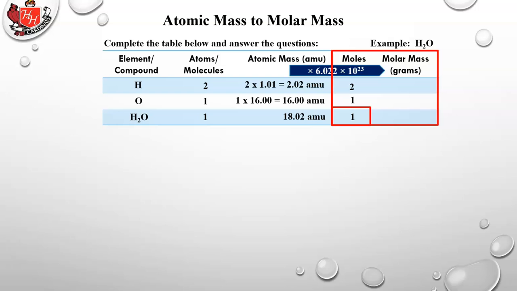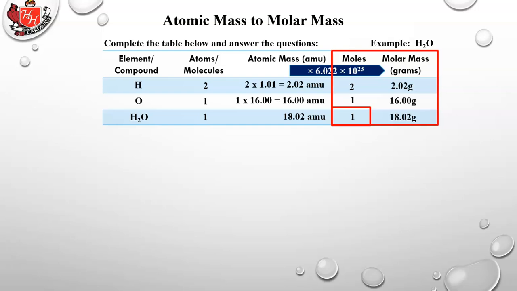Now that would be true no matter what number we decided would be a mole. But it's the next column that's significant, because what you can do is simply take the atomic mass unit and convert it to grams. So 2.02 AMU becomes 2.02 grams, 16 AMU becomes 16 grams, and 18.02 AMU becomes 18.02 grams. So what this is saying is, to make 1 mole of water, you need 1 mole of oxygen, 2 moles of hydrogen. In terms of mass, you would need 2.02 grams of hydrogen to make 1 mole of water. You need 16 grams of oxygen to make 1 mole of water, and that would produce 18.02 grams of water.